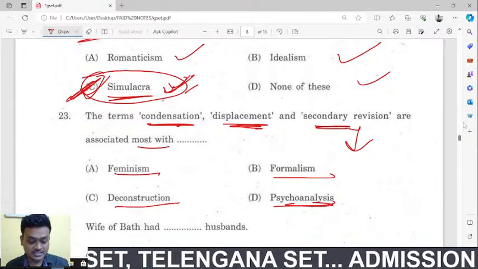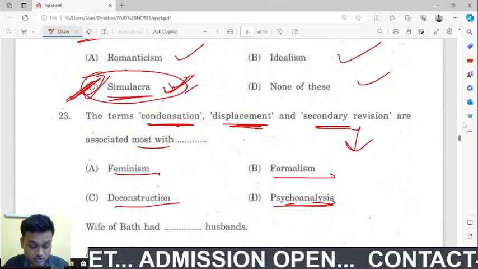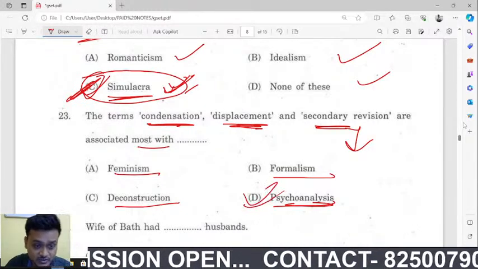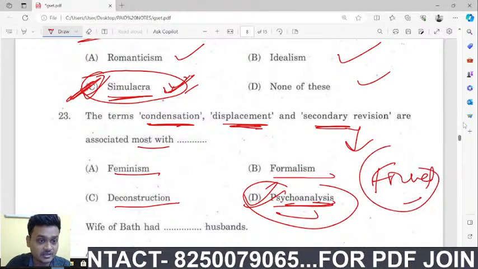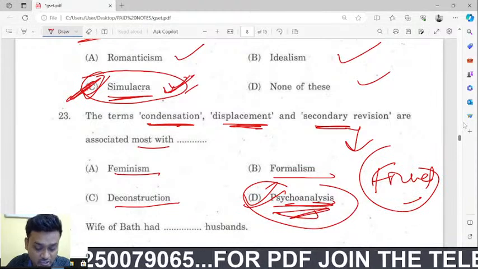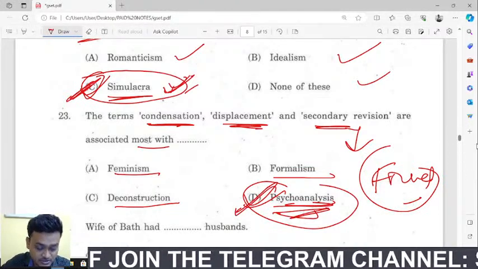Condensation, displacement, and secondary revision are terms associated with psychoanalysis. Freud, talking about the dream here. So psychoanalysis is the right answer.